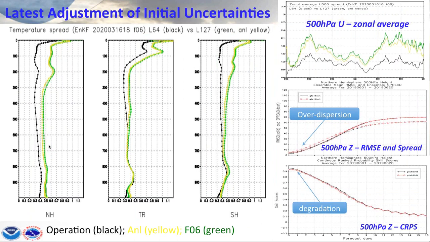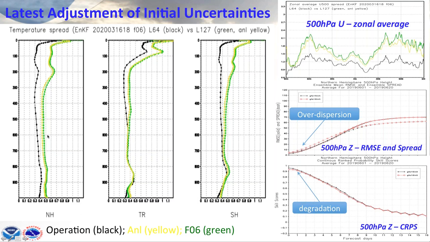Then you come to the most recent one. I don't remember which version, but the current operational is the 64 layer EnKF. We come to the next one, GFS version 16, which converts to 127 layers, okay? There are also some changes to the EnKF: the localized EnKF, the stochastic, and other changes. You'll see the black one comes from the current operational today, and the green and the yellow ones are both analysis and the 6-hour forecast. It's very similar, with the 6-hour forecast a little bit larger.